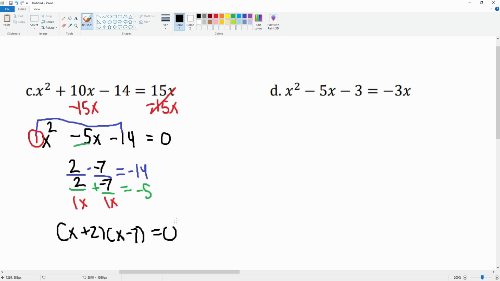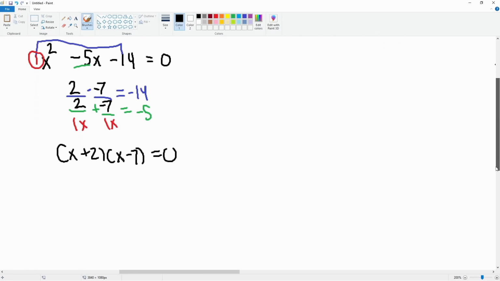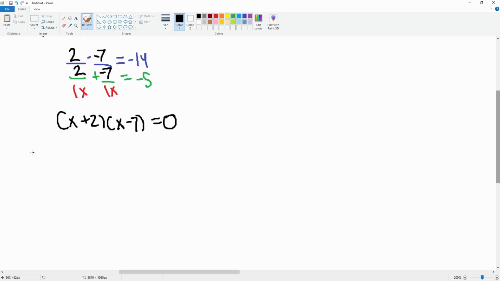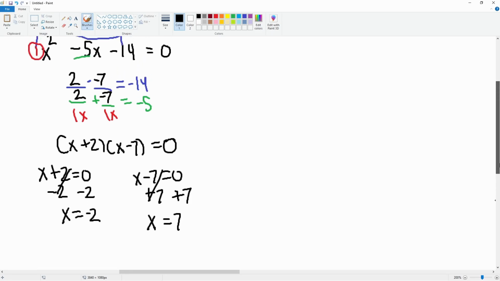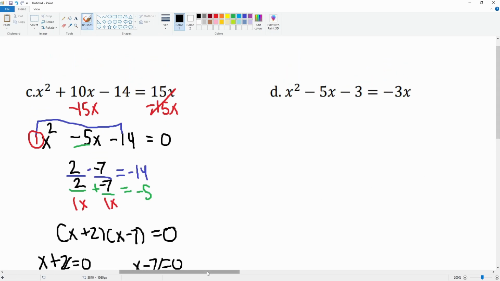Set that equal to 0 because that's what we did at the start. Now, set each term equal to 0. You have x plus 2 equals 0 and x minus 7 equals 0. For x plus 2 equal to 0, we subtract 2 from both sides. This cancels, leaving you with x equals negative 2. For x minus 7 equals 0, we add 7 to both sides. So the left side gets canceled, leaving you with x equals 7. Your two solutions here are x equals negative 2 and x equals 7.